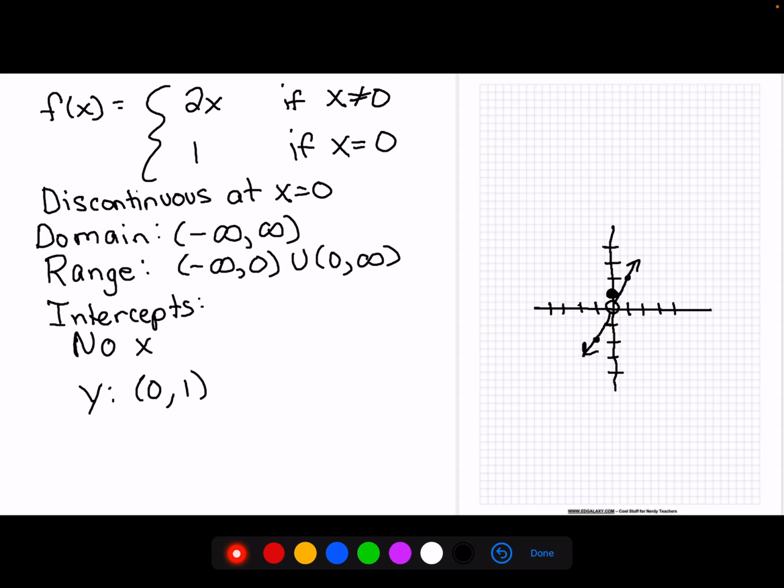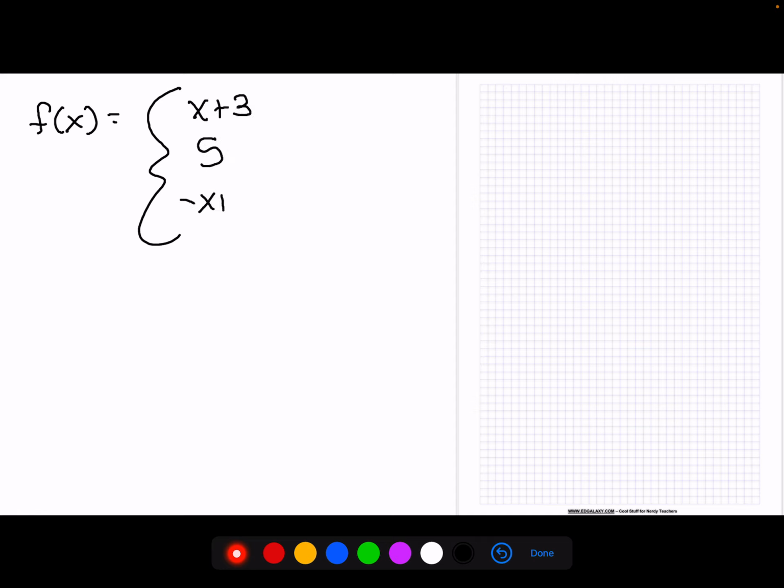All right, so if you thought that was interesting, hold on to your seats because we're about to get even more interesting. So this one, you see 3 parts. Two of the parts are linear. One of the parts is a constant. This is going to have some really fun stuff going on.